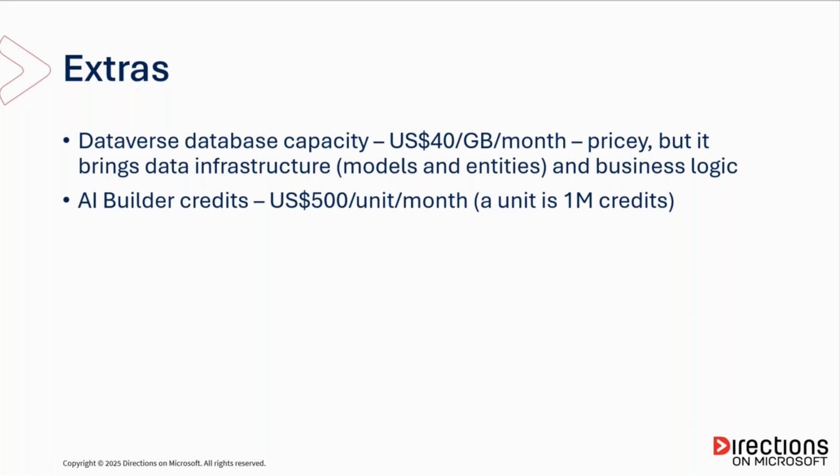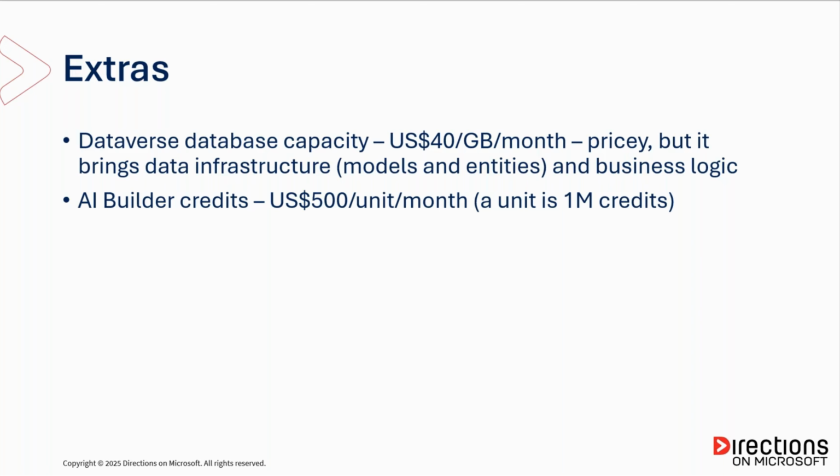There's also Dataverse log capacity, the ability to store non-relational data in Dataverse. That costs $10 per gigabyte per month if you're going to add on more capacity. There's also Dataverse file capacity. You can use it like a file system hard drive, and that's $2 per gigabyte per month. Next, we have AI Builder credits. Those are $500 per unit per month.